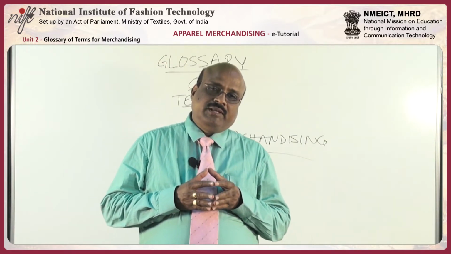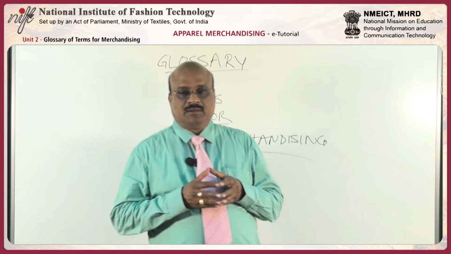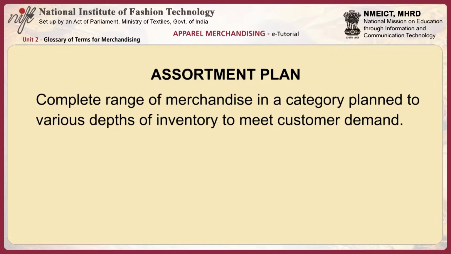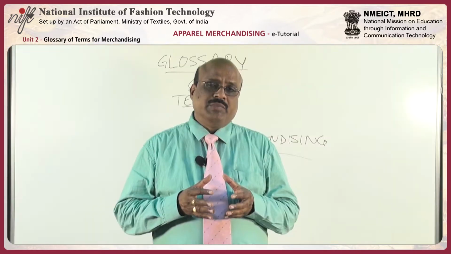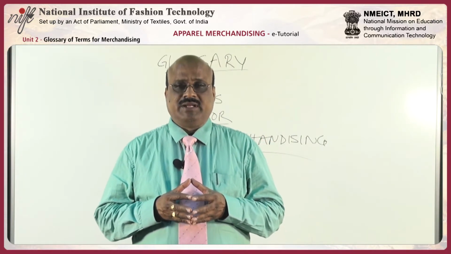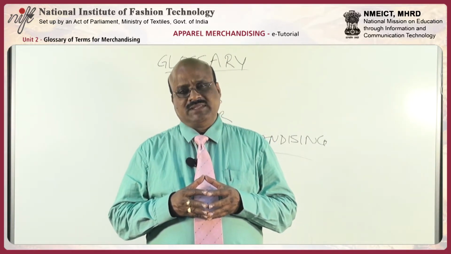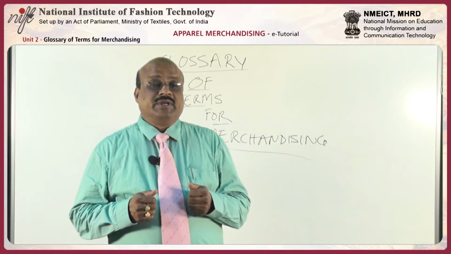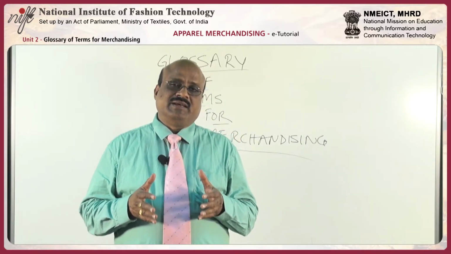And the next most important thing is assortment plan. As we have discussed sometime in our earlier units also, assortment plan is the complete range of merchandise in a category planned to various depth of inventory to meet customer demand. So, it is the total assortment, the total variety and depth of the product line that is planned to offer for sale, that is the assortment planning. It is again a very important term that we should get hang of, and we should understand the assortment planning in its entirety.